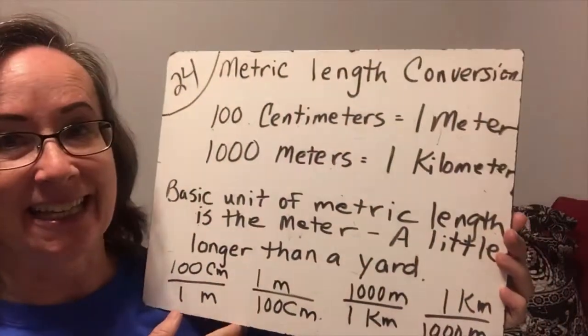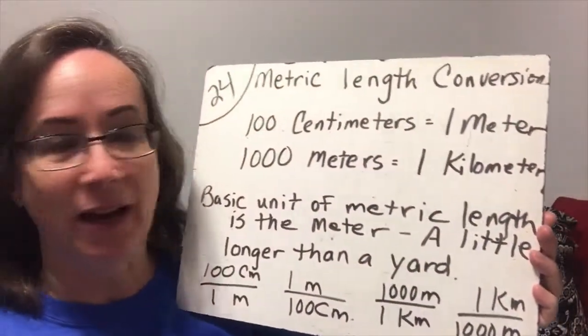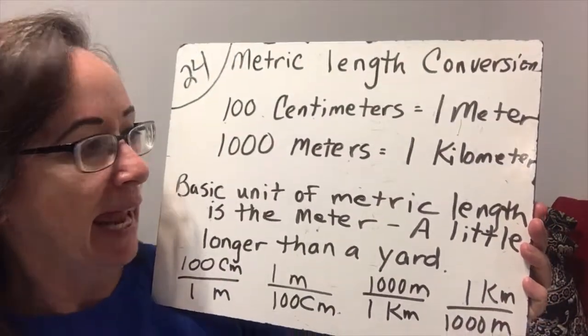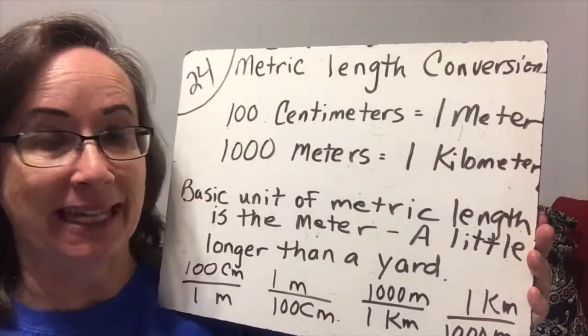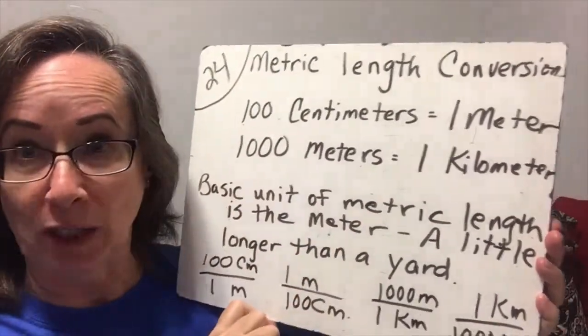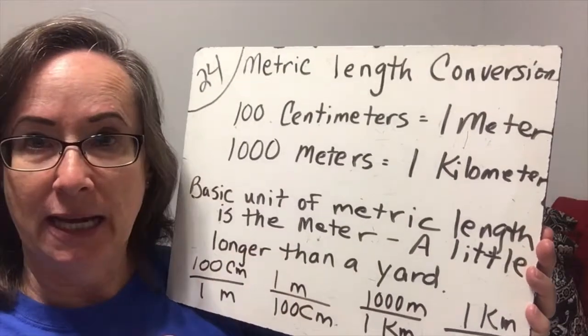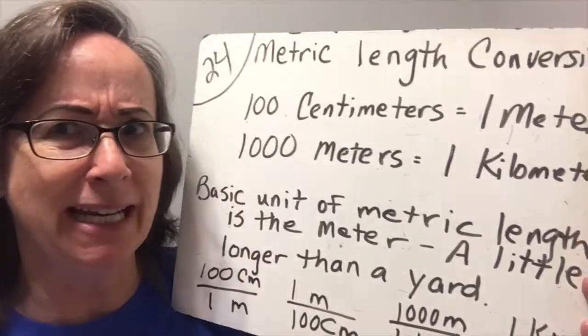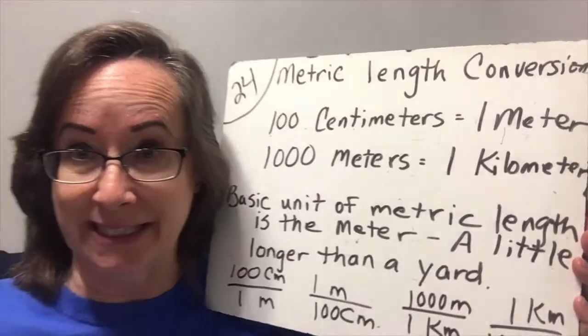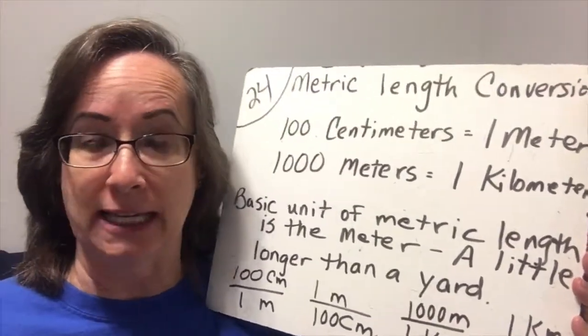And today's lesson is lesson 24, and we're talking about metric length conversions. The basic unit of the metric system for length is the meter. And a meter is about 3 inches longer than a yard. And we know a yardstick, we're used to seeing a yardstick.